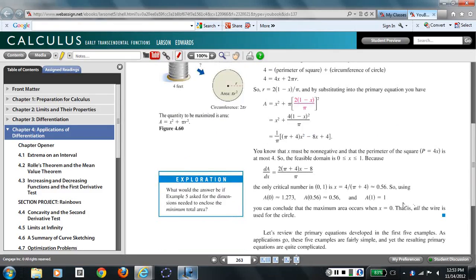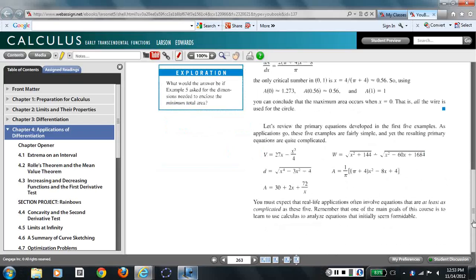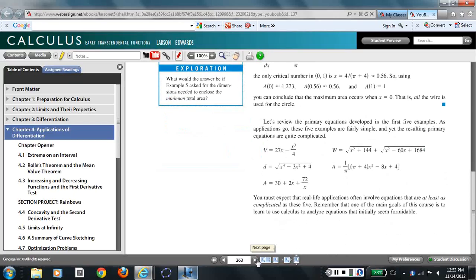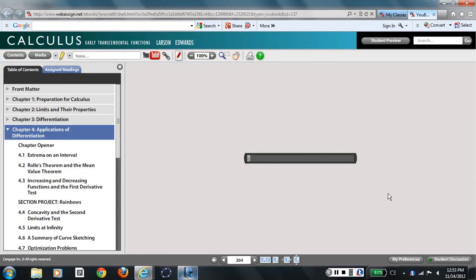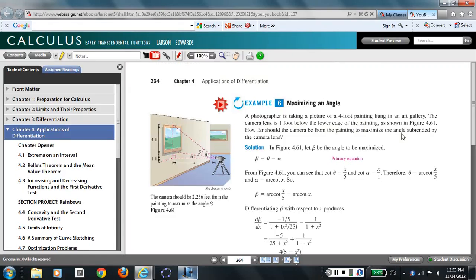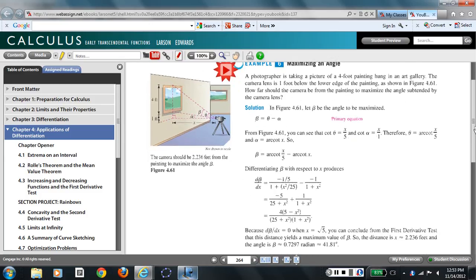Yeah, that's how it ends up. All the wire is used for the circle. So I just spoiled it. Sorry. But something like that looks like a good example. There's going to be an example like that on a test. There's going to be a formula provided. Well, basic formulas like areas of circle and areas of square, if you need that.